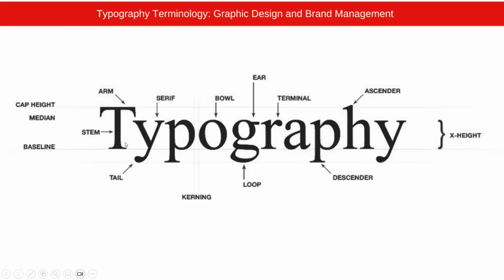Now, there are other things such as the tail and the ball and the loop and terminal, and it's better to know these, but the fundamental elements include the kerning, which we'll be discussing later on, the descender, the x-height, the baseline, and the cap height.